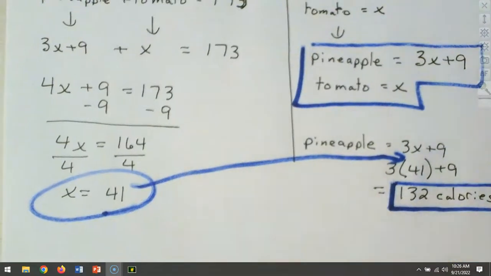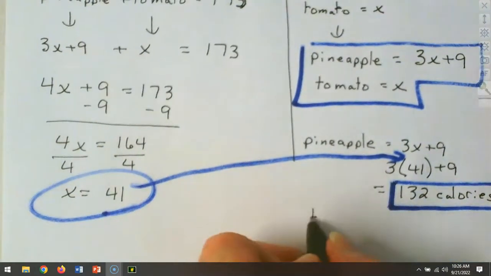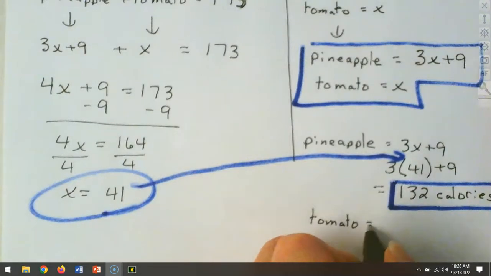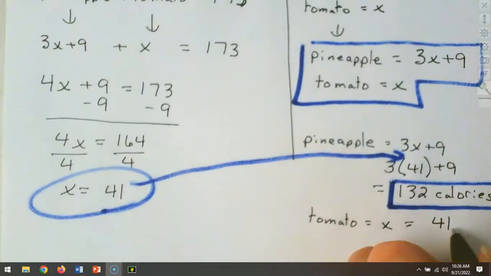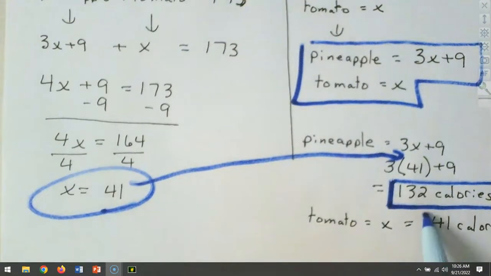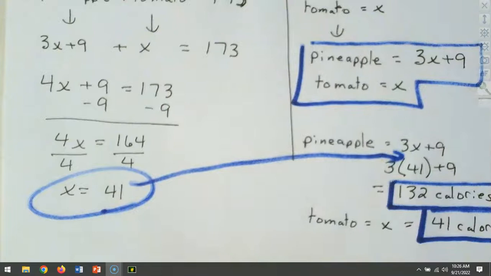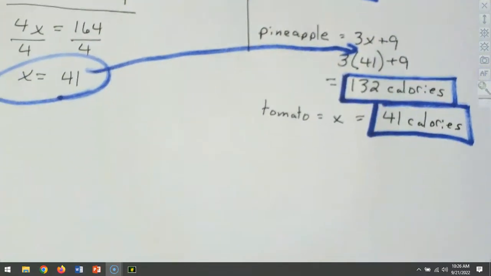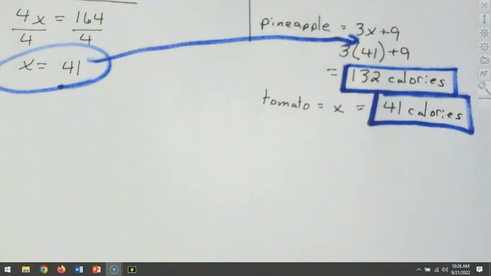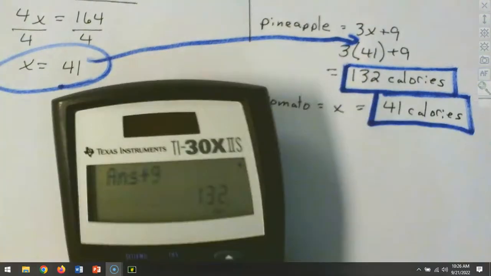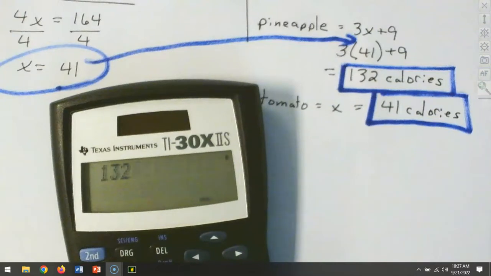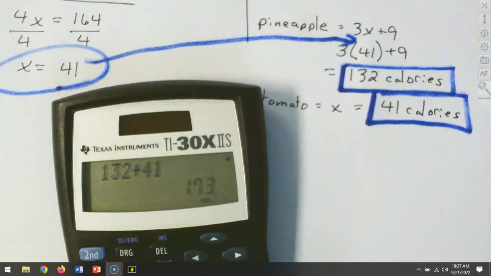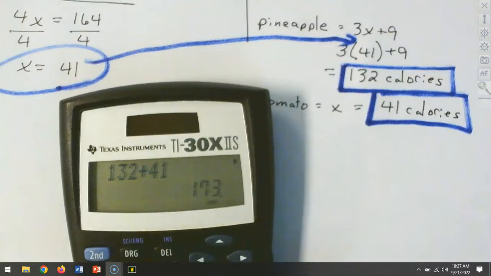And what about the tomato juice? It was just x. And that is now 41 calories. So 132 calories for the pineapple juice and 41 calories for the tomato juice. Now, how do we know we did it correctly? Well, these should add together to give you 173. So 132 plus 41, what does that give you? 173, and that is our total.